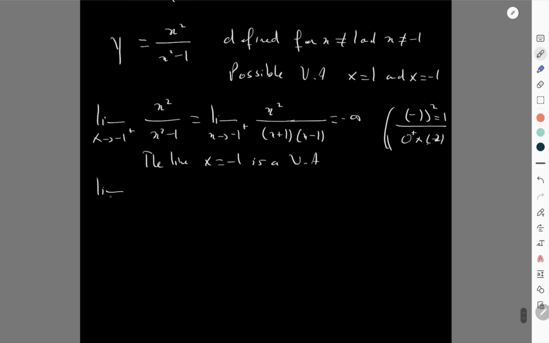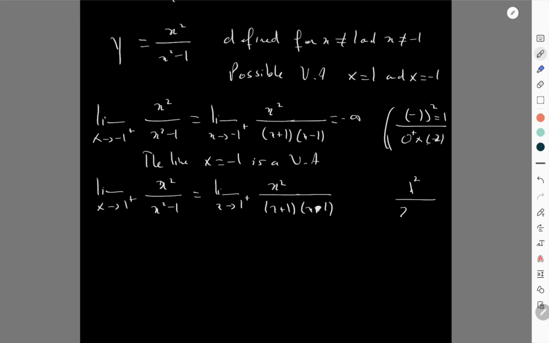Now let's look at the line x equal 1. We can do this the same way. x squared over x squared minus 1 is just equal to, the same thing. I can factor it out. Now here, 1 plus 1 is equal to 2. And 1 minus 1 is 0, and the top is 1. So using the same ideas, the top is 1 squared, which is 1. The bottom is 2, the first term, and the other one is 0.